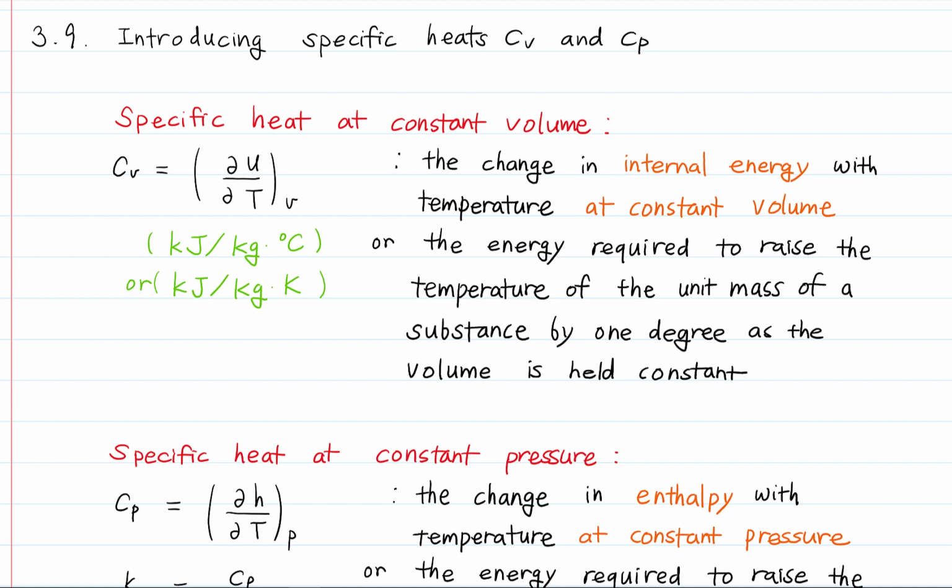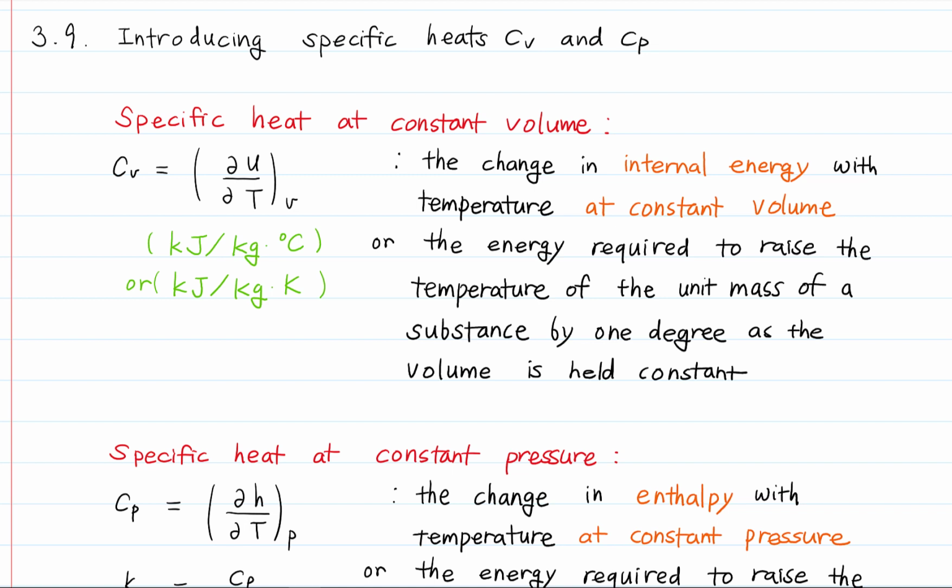3.9 Introducing Specific Heat, CV and CP. We are going to introduce specific heat at constant volume, or CV, and specific heat at constant pressure, CP. The specific heat at constant volume is a thermodynamic property. It is defined as the change in internal energy with temperature at constant volume. So it is related to the temperature dependence of internal energy.